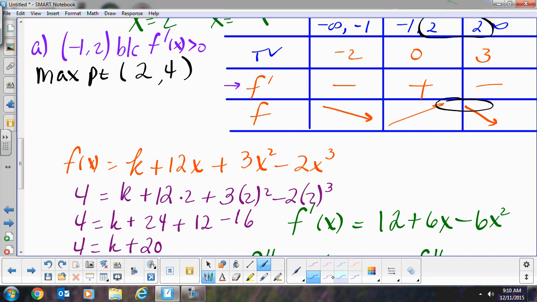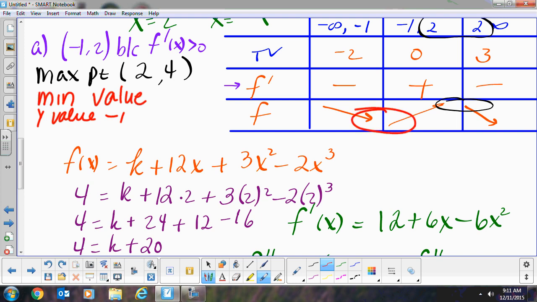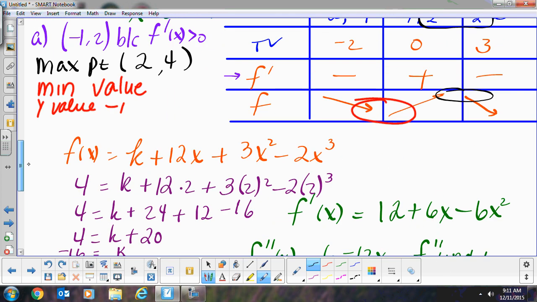Again, there's that keyword, and that keyword is minimum value. What are they looking for? The y value where? The y value at x equal 1, negative 1. How do we know? That's where the minimum happens. So we're going to take, oh, what was k? K was what? Negative 16. So I'm going to put negative 16 here.